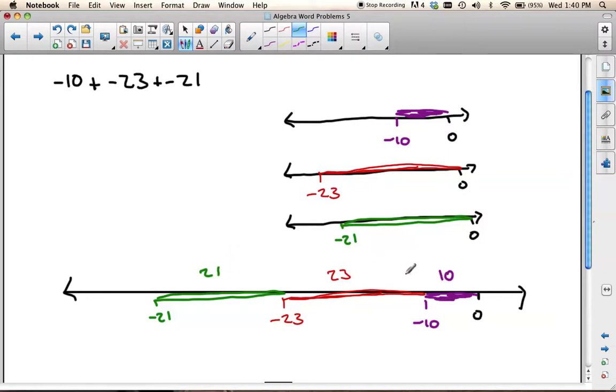So if we go negative 10, negative 23, and negative 21, all the way is going to give us negative 54. What number is going to be right here is, when we add all these up together, from 0 to negative 10 plus those other numbers, all the way across, negative 54. Now that's for adding negative numbers.